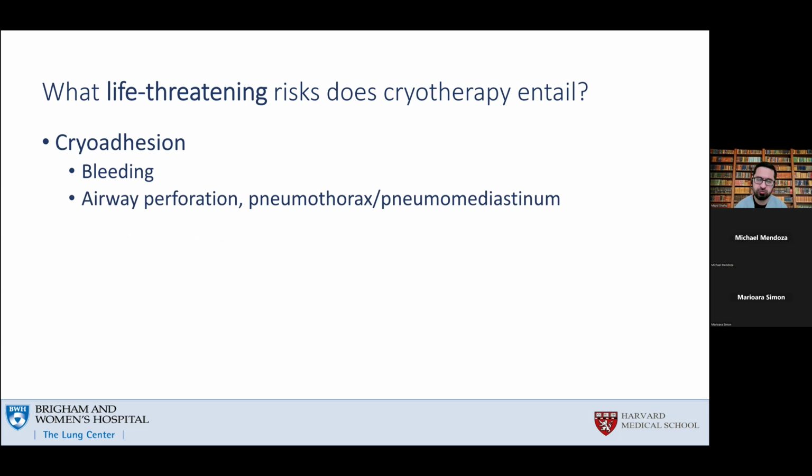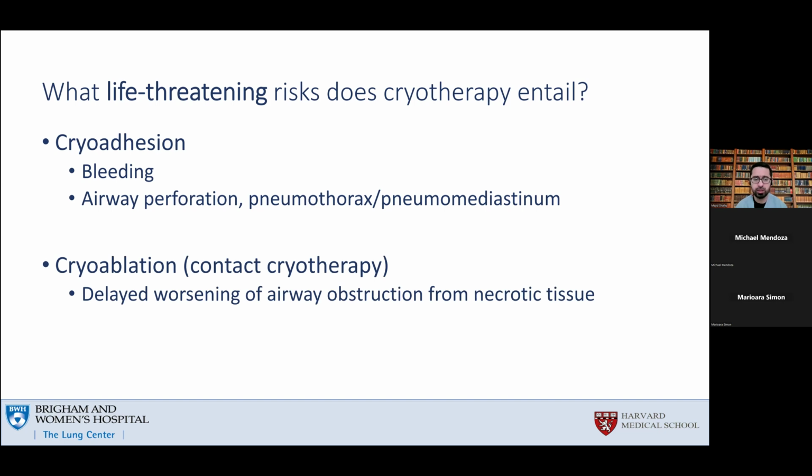Another one, which is very, very uncommon because cryotherapy is generally fairly superficial in depth effect, but it's nonetheless very much possible, especially if you're going to be doing this distally, as you might do for diagnostic cryobiopsy. We're not really talking about that in this webinar today, but the same principle applies. There is certainly a risk of airway perforation, pneumothorax, pneumomediastinum.